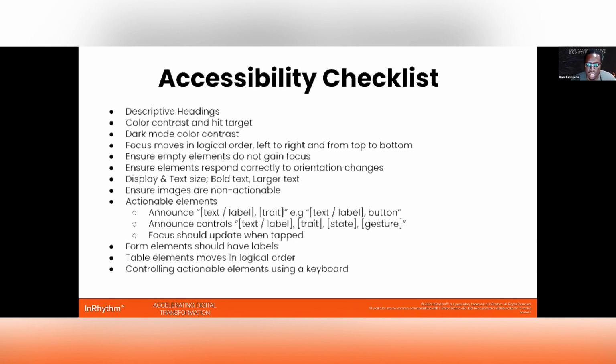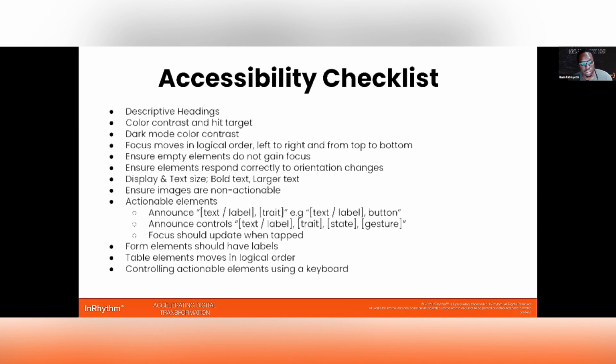Also make sure orientation changes are appropriate. A lot of times, if you switch to landscape, everything gets all messed up, and you should be able to use the app in portrait mode and landscape, and that's definitely an accessibility issue. Display text in bold and larger text, I already talked about this, but make sure that you test that manually. Just go to settings and change it to large text and see if everything works properly.